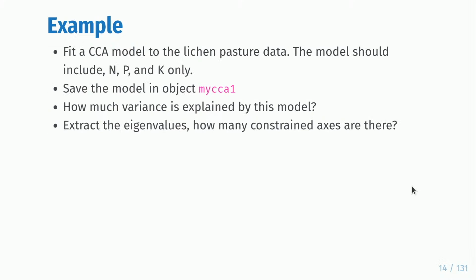So I'm going to work through a quick example now. I'm going to fit a CCA model to the lichen pasture data that we've just been looking at. And the model is going to include the nitrogen, phosphorus, and potassium. Those are the only things that we're going to put in the model. I'm going to save that, and then I'm going to look at how much variation is explained by this model, and then I'm going to extract the eigenvalues from this model as well, and look at how many constrained axes there are, just so that we get a feel for how we do this analysis.